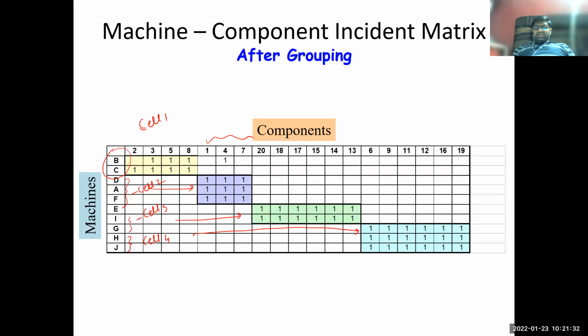Sir, can we get a live example of this? Actually, it is a little bit confusing. In this, sir, you are saying that some part of that component will be processed in cell 1, and then in cell 2, and then in cell 3, and then in cell 4.